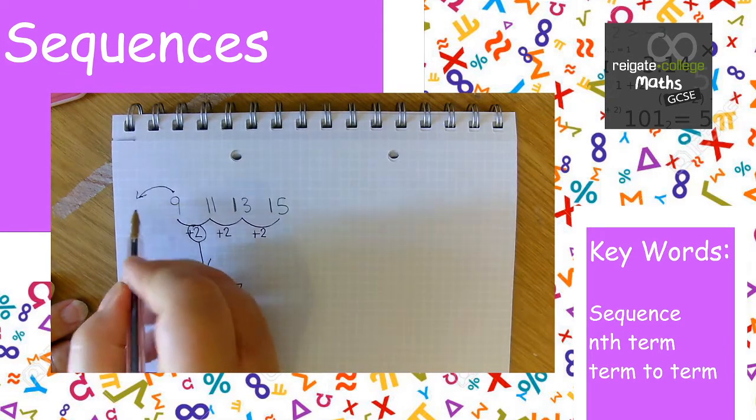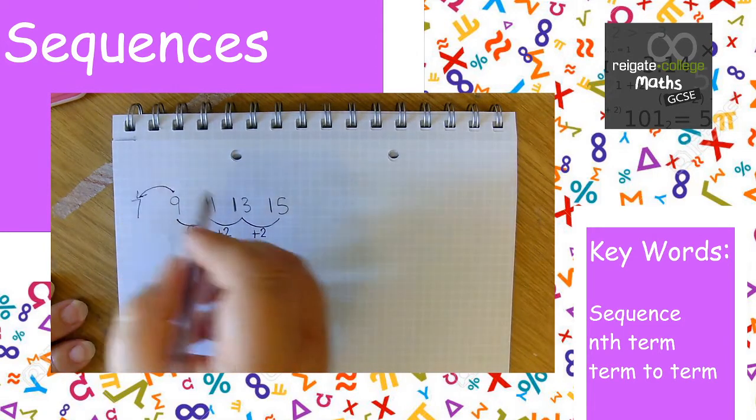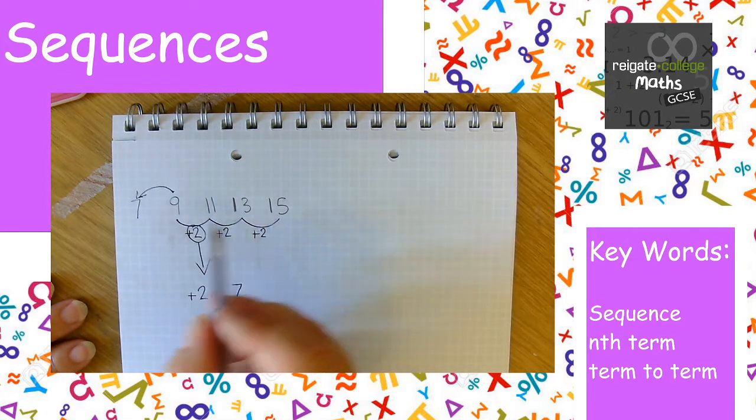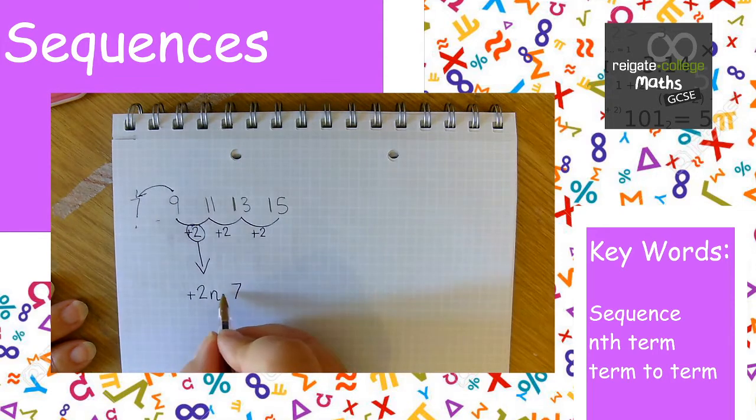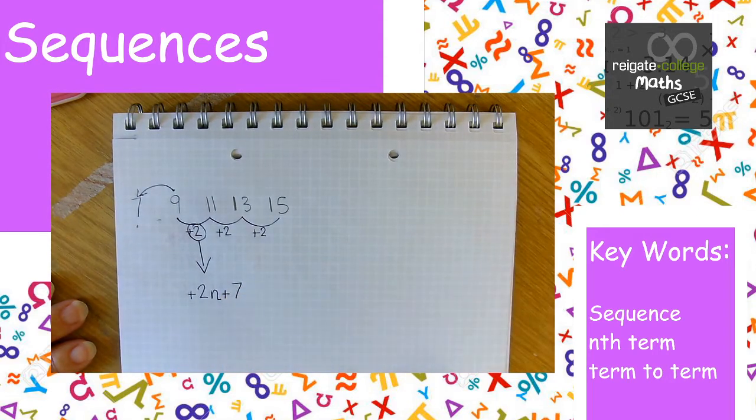Now 7 here, if I imagine these numbers being on a number line, this 7 is still after the 0. It's still a positive 7. So my nth term for this particular sequence is 2n plus 7.